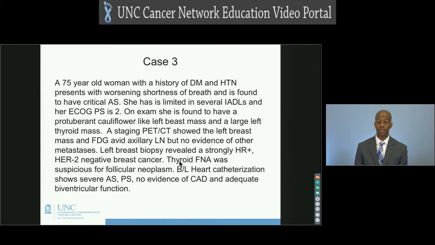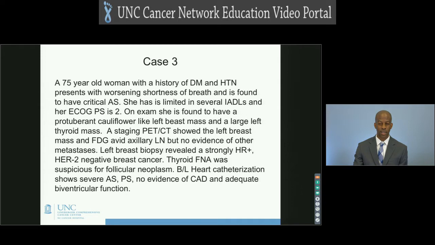She had a needle biopsy of the thyroid that was suspicious for follicular neoplasm. She had a cardiac catheterization where they put the little tube in and shoot some dye into your heart. It showed that she had severe valve narrowing of the aorta and some of the pulmonary valve as well, but no significant coronary artery disease. And she had adequate heart function, so her heart was actually pumping pretty well despite having significant stenosis.